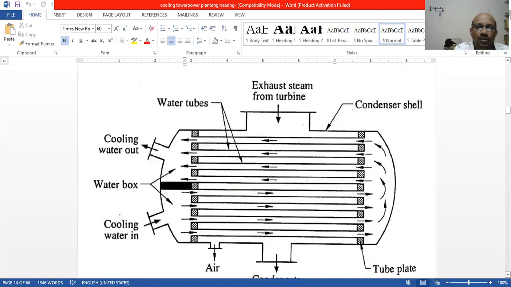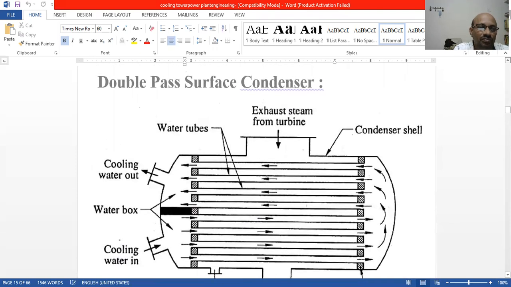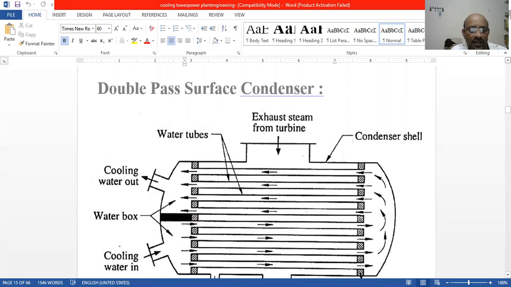Another one, you see, is the double pass surface condenser. See how many tubes are arranged inside. A water box will be there inside, with cooling water in and cooling water out. So the entire water is going and coming and circulating over there through the condenser shell, and it is going out. Exhaust steam is coming, passing through, and combining with that steam.